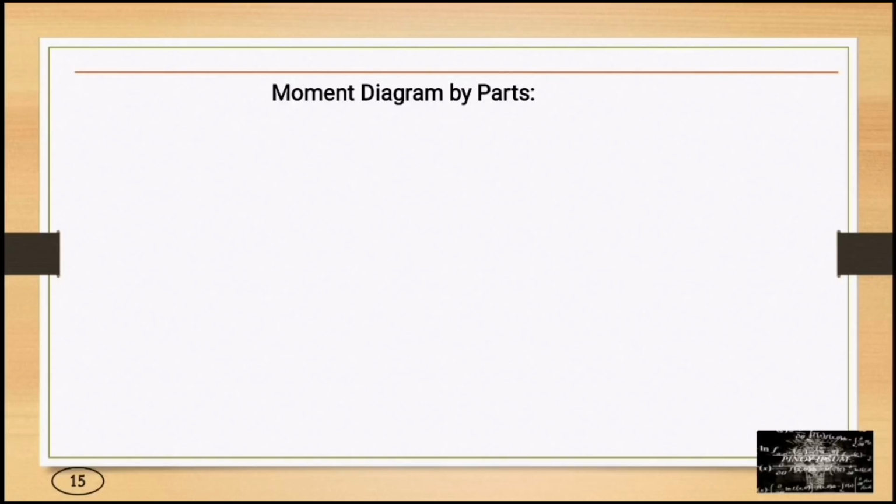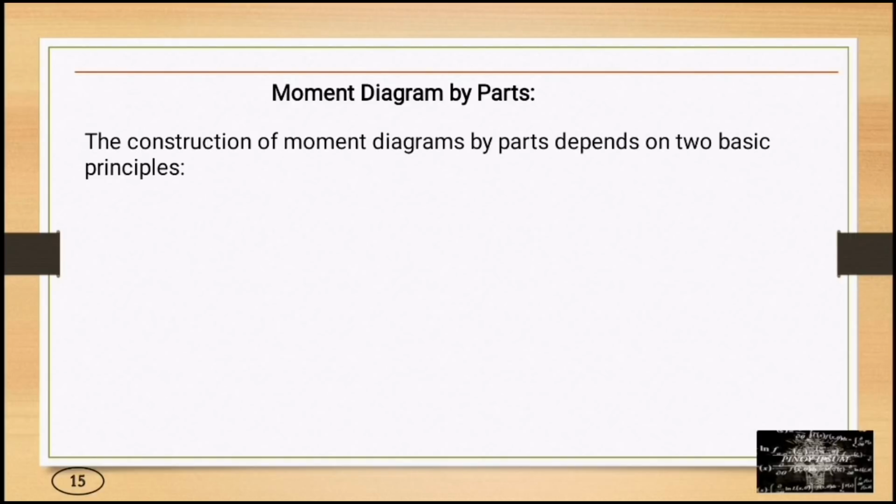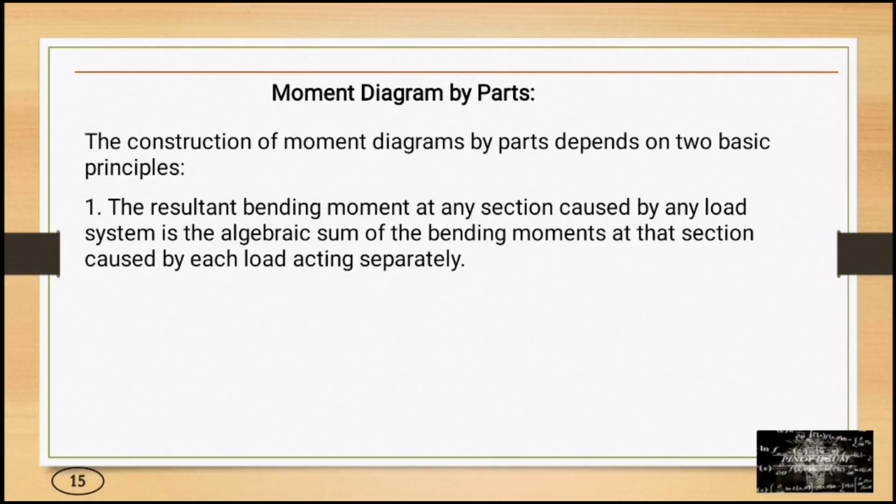Now for the moment diagram by parts. The construction of moment diagram by parts depends on two basic principles. Number 1, the resultant bending moment at any section caused by any load system is the algebraic sum of the bending moments at that section caused by each load acting separately. So we have M is equal to the summation of moment at left is equal to the summation of moment at right.